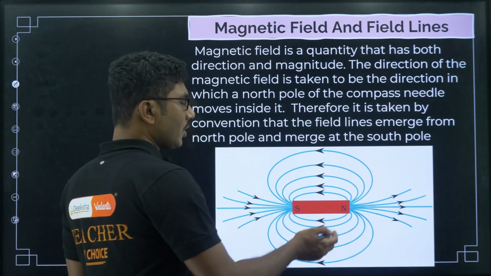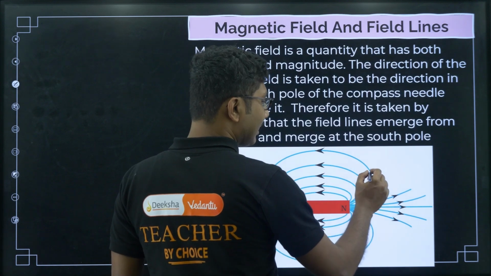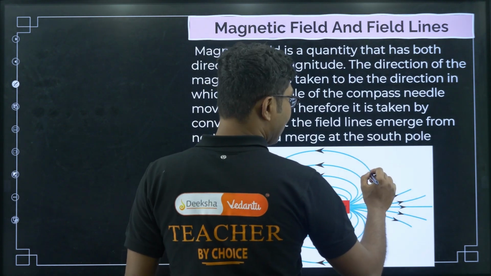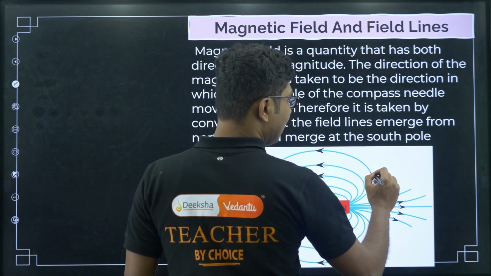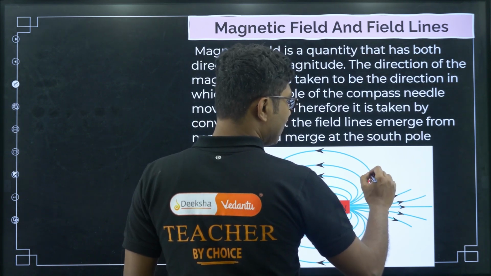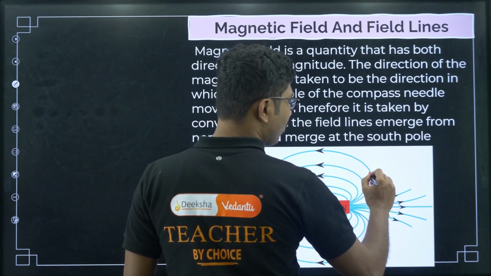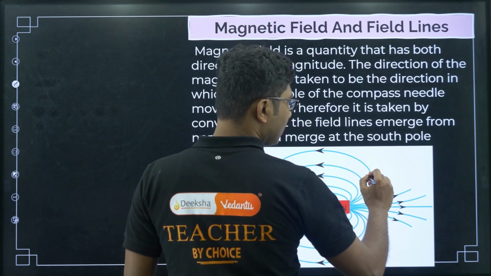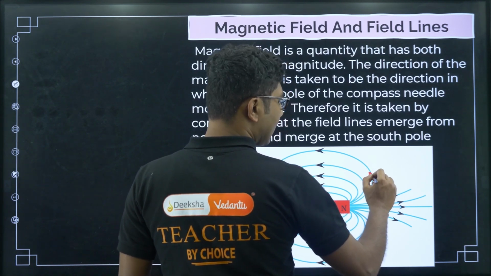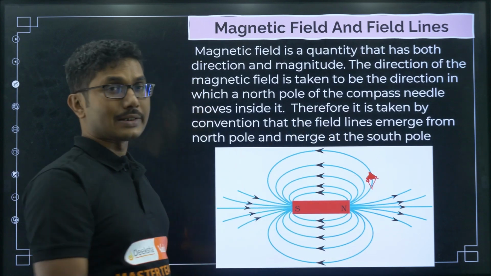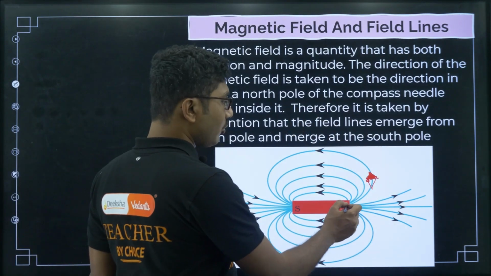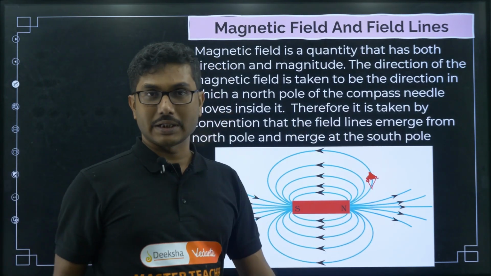So, if you take a compass needle here, its north pole will definitely point in this direction. Why? This will be the north pole, as I mentioned, north pole is marked with red. So, this is the north pole and the other one will be the south pole. The north pole will point in this direction. Why? Because this is a north pole, this is a north pole, they will repel each other, right.